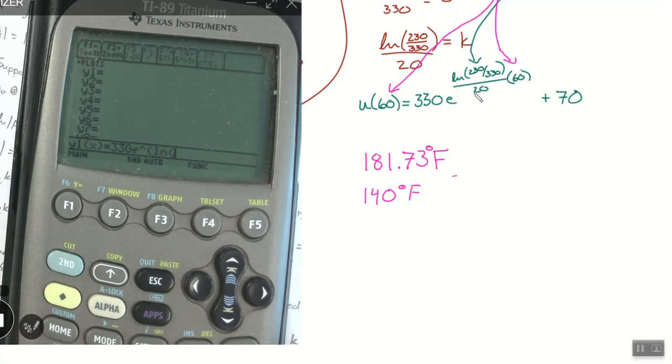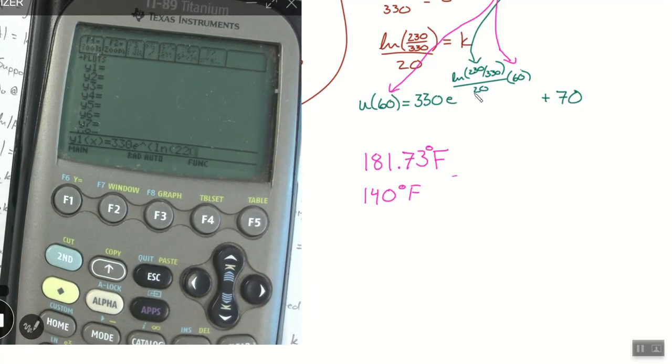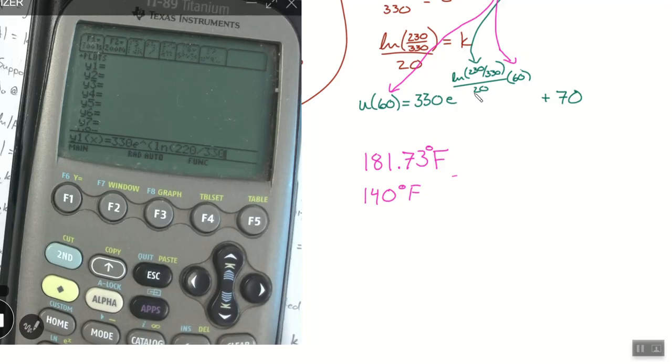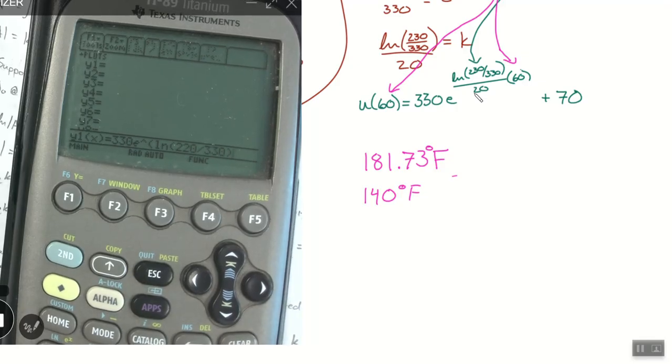The natural log, and it gives me another parenthesis, 220 over 330. I'll close the parenthesis so it knows it's taking the right natural log. And then I either multiply by 60 or divide by 20. Does it matter which one happens first? Not at all. What's more natural for you guys to type first? Divide by 20. Angel, did you have a question?